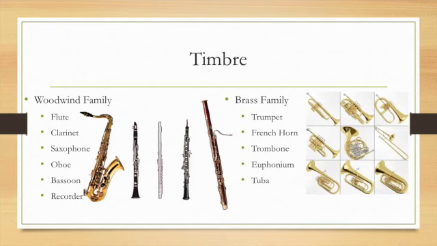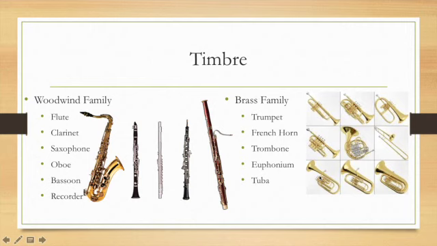So we have trumpet, French horn, trombone, euphonium, tuba. In the pictures, here's the trumpet. These are actually different types of trumpets. This is a piccolo trumpet. This is a cornet. This is a flugelhorn. They're all just different types of trumpets. This is a French horn. This is a trombone. This is a baritone. This is a euphonium. They're basically the same instrument. This is a tuba.